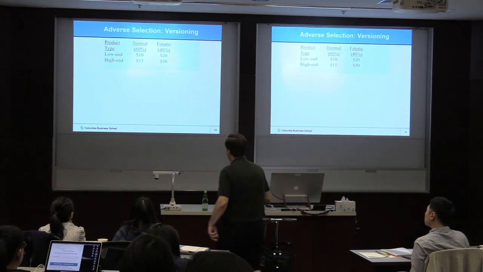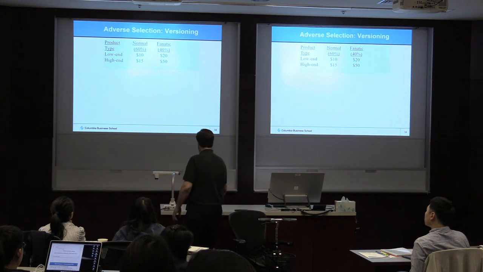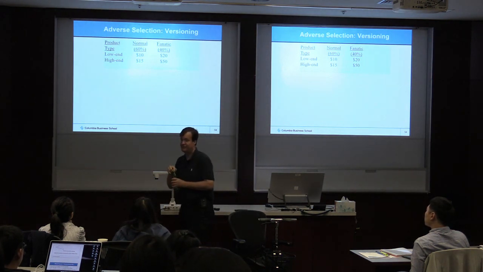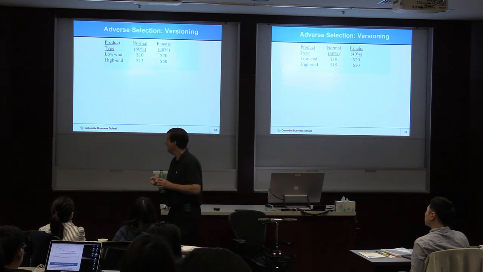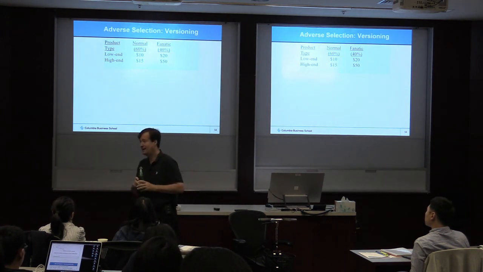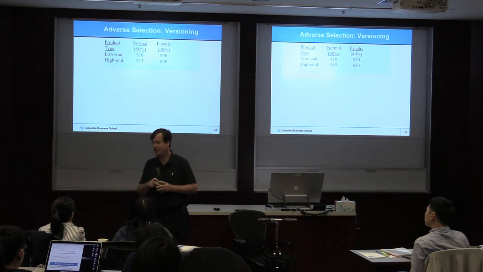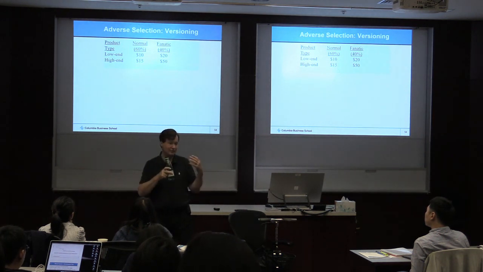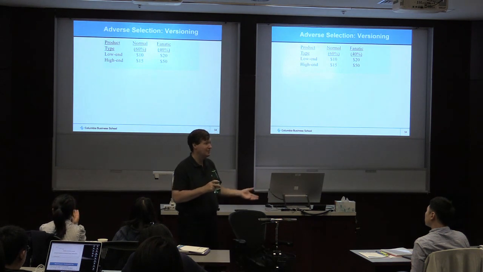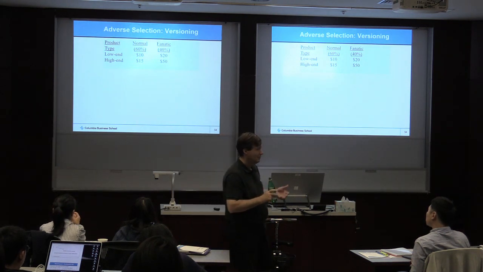And you've got two types of customers. 60% of your customers are normal. They would be willing to pay 10 for the low-end product, 15 for the high-end. And 40% of them are fanatics. They really like the high-end, and they even like the low-end better. They're willing to pay more. Okay, so you've estimated this from information you have on your customer base. What are you going to do?